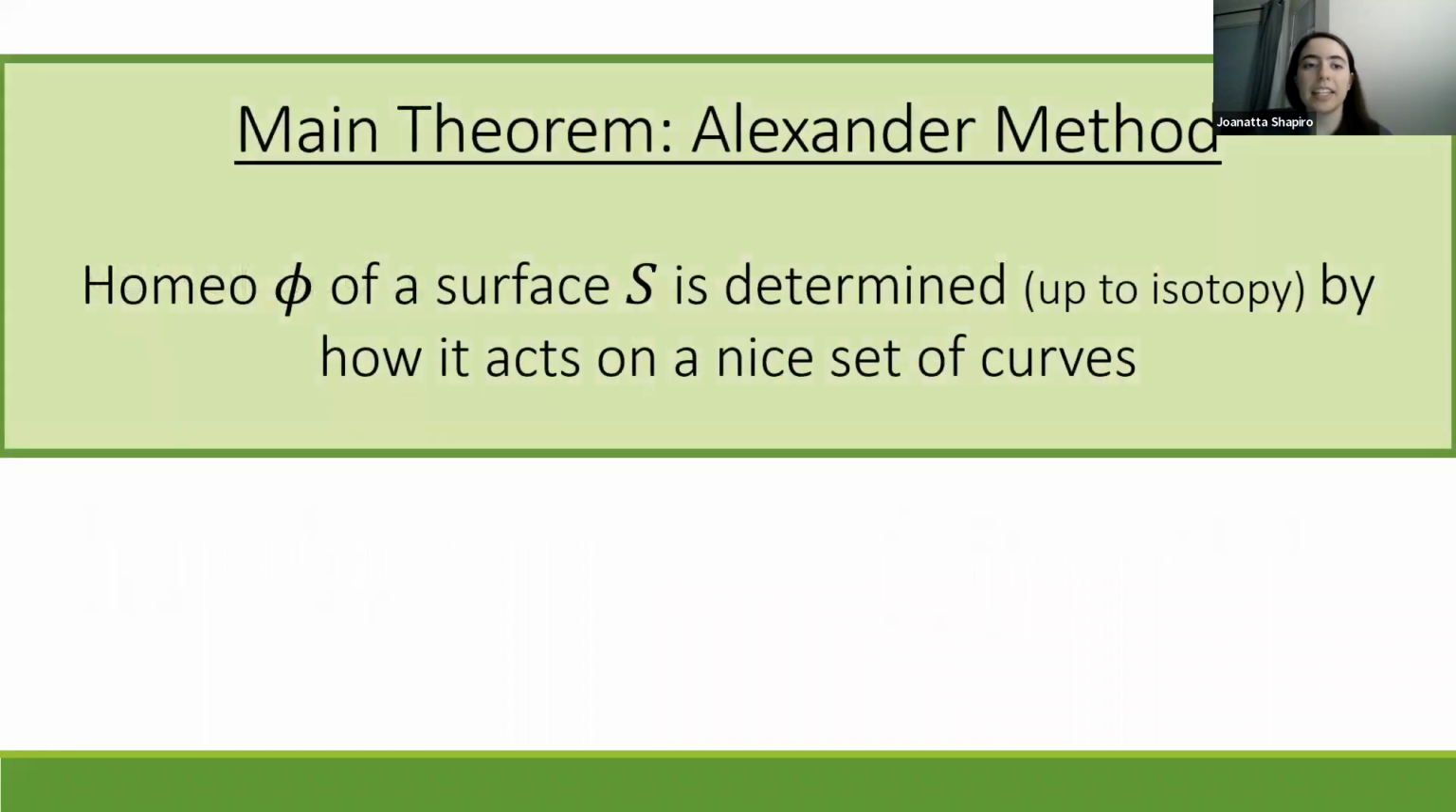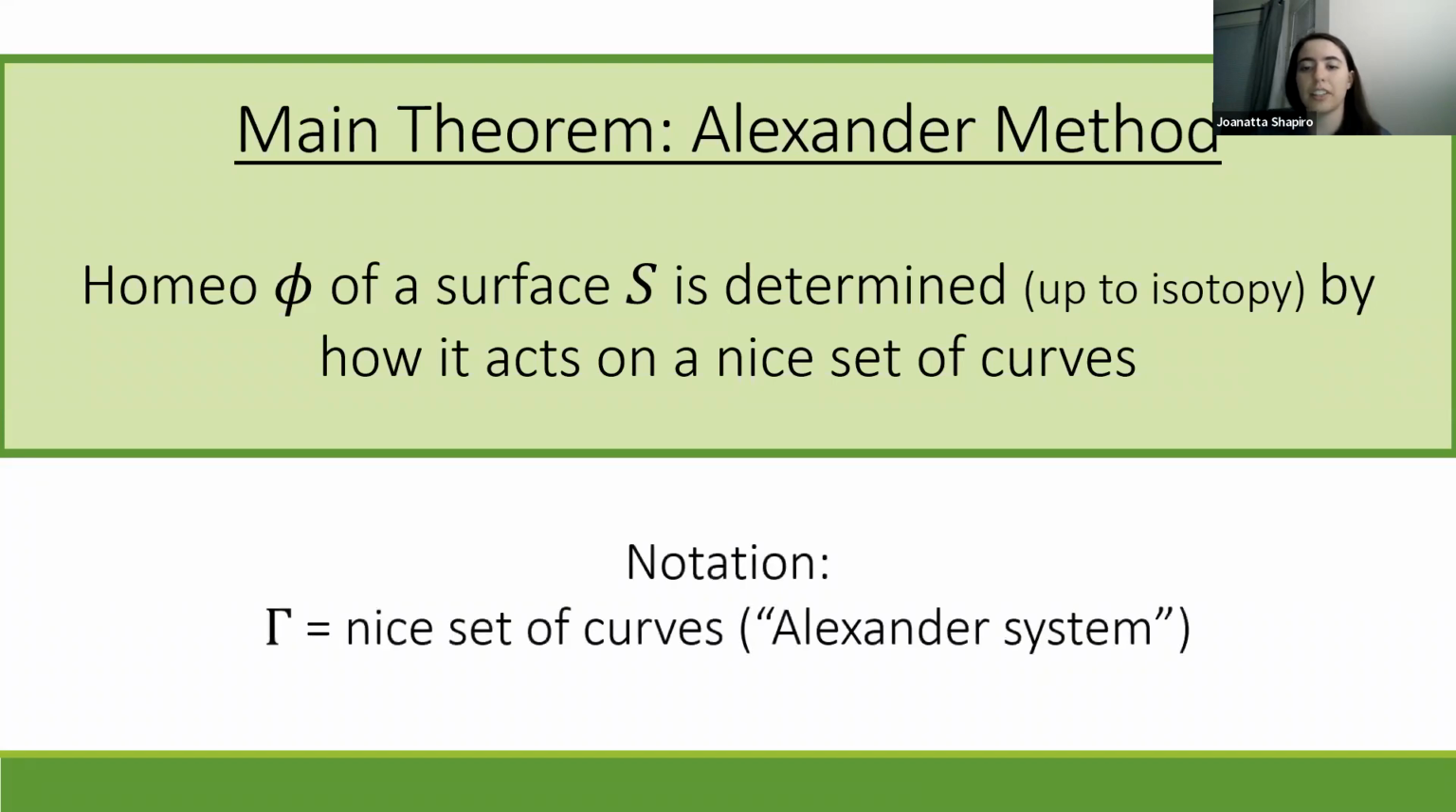So the Alexander method states that if we have a homeomorphism phi of a surface, it is determined up to isotopy by how it acts on a nice set of curves. We're going to call such a nice set of curves gamma, and I might also refer to it as an Alexander system.